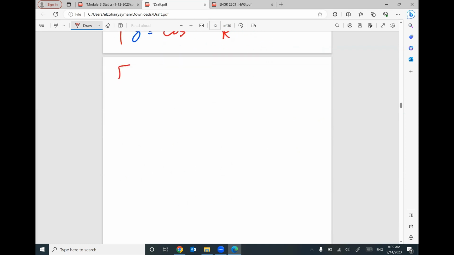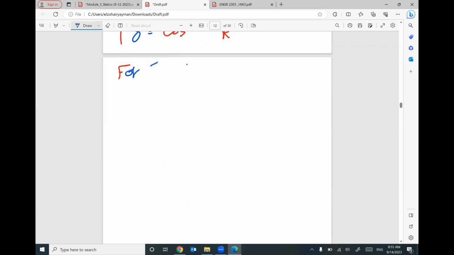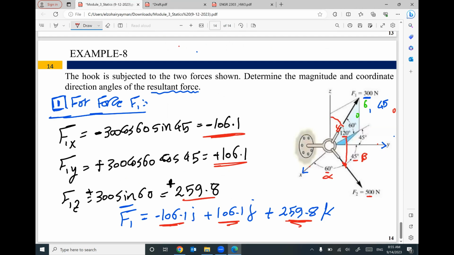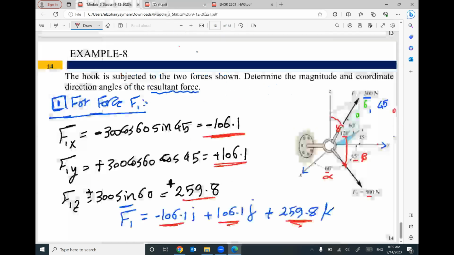For F2, F2 equals how much? 500. And we are given alpha, beta, gamma. Alpha equals 60, beta equals 45 degrees, gamma equals 120. The 3 angles are given between the force itself and the axes x, y, and z.